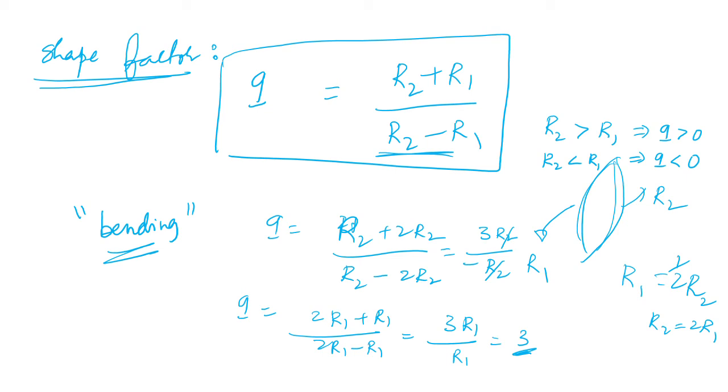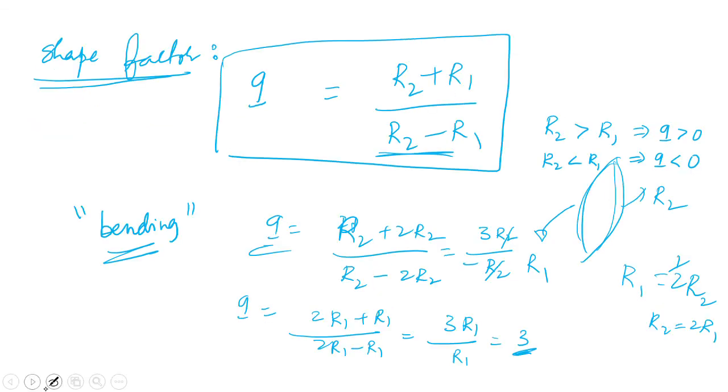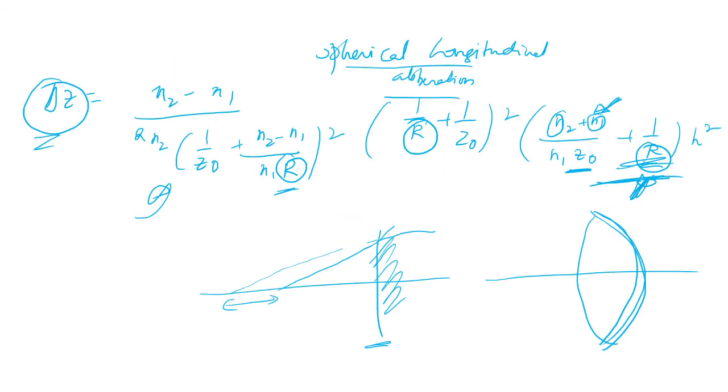If you do the math of the complicated expression that I showed you on the previous slide for spherical aberration, you can see that for some values of Q, you would get a very low aberration. So in other words, you can plot this delta Z as a function of Q. This delta Z is for one spherical surface.